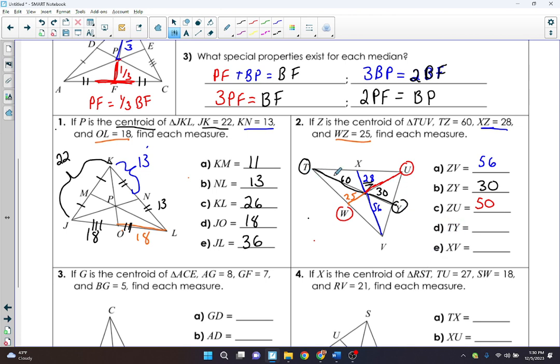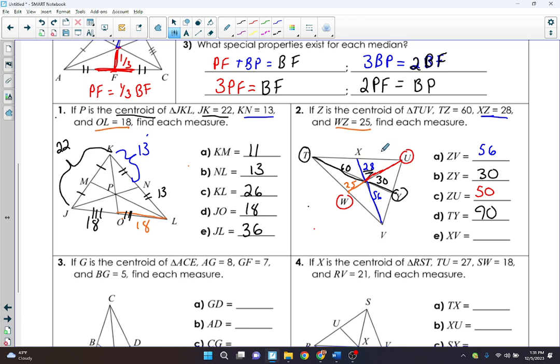TY, so T to the Y over here, is the whole line. If this one's 60 and this one's 30, combined, they should be 90. 60 plus 30 equals 90. XV is XV over here. If this is 28 and this is 56, we could add that together. 28 plus 56 is 84. My bad.